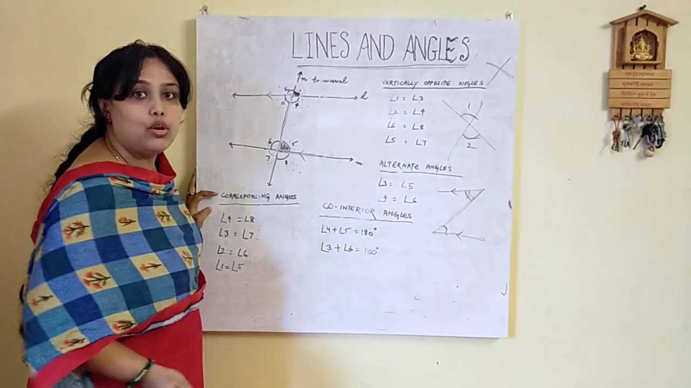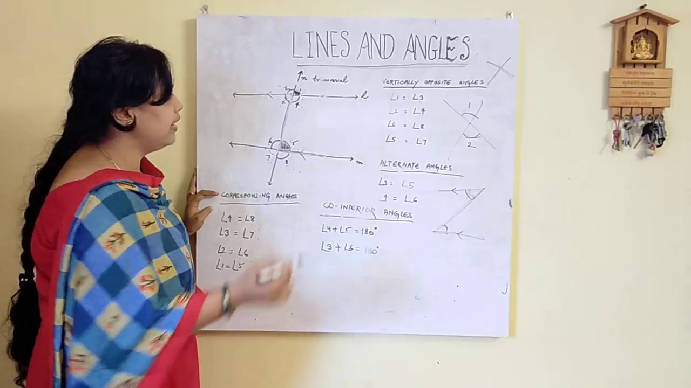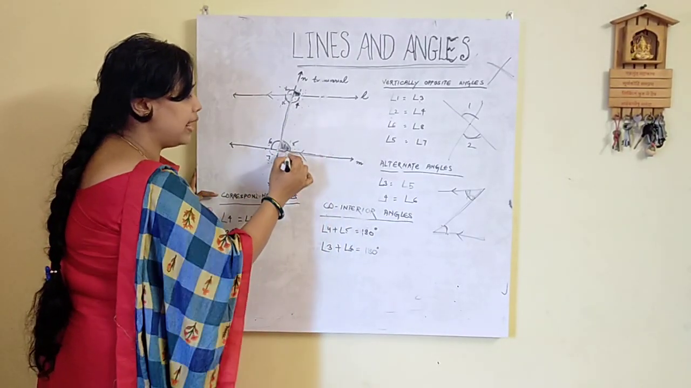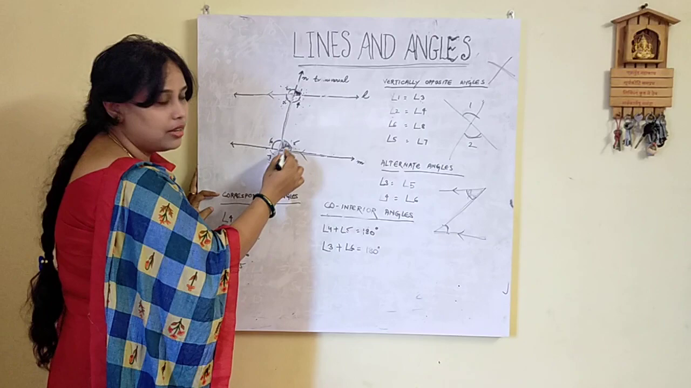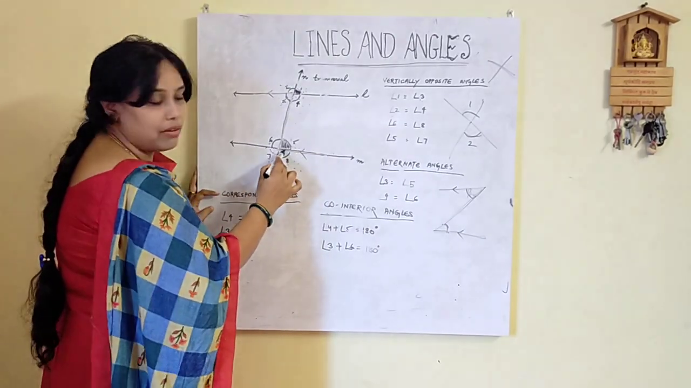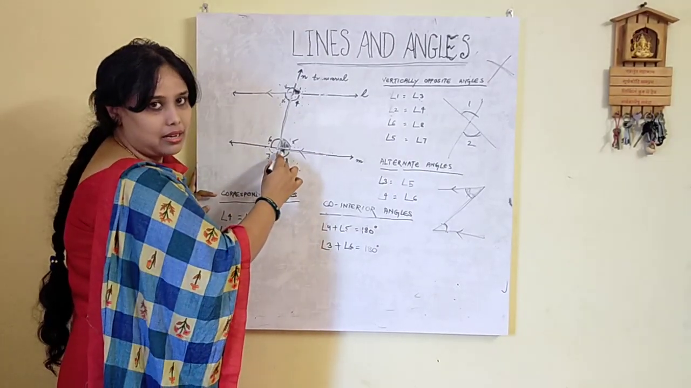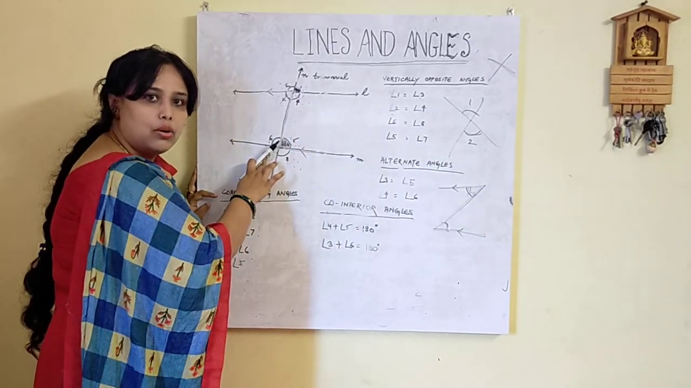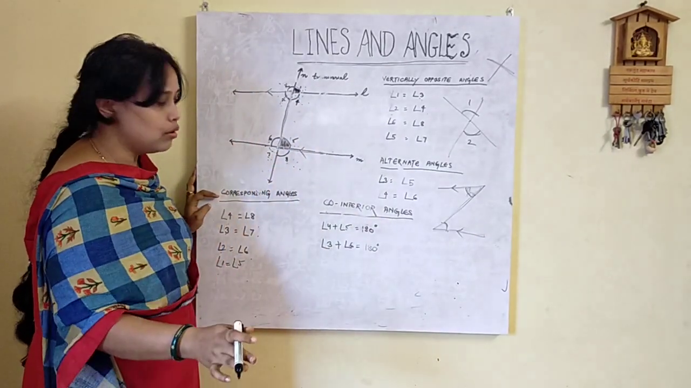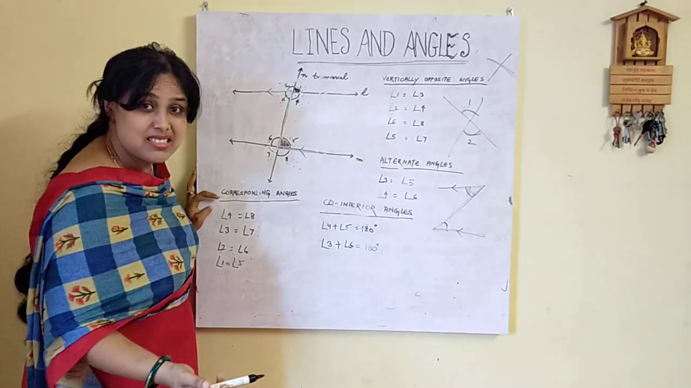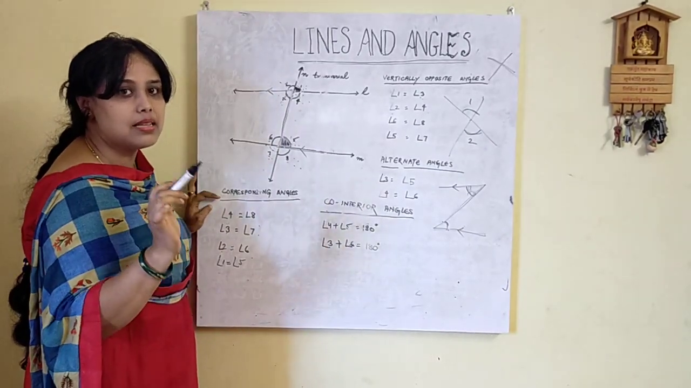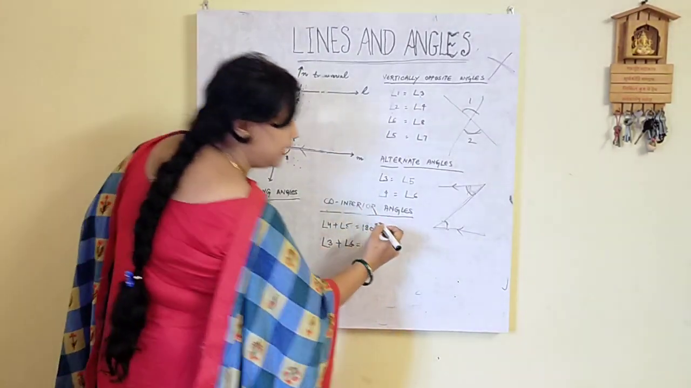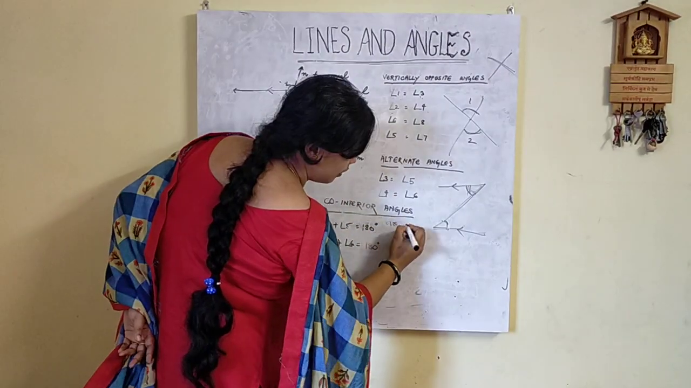Here we are dealing with co-interior angles. Co-interior angles means here angle 4 and angle 5. Children, please observe. Angle 4 and angle 5 are called co-interior angles. Similarly, angle 3 and angle 6 are co-interior angles. So the fourth rule goes as such: co-interior angles are supplementary. Supplementary, I'll write for you.